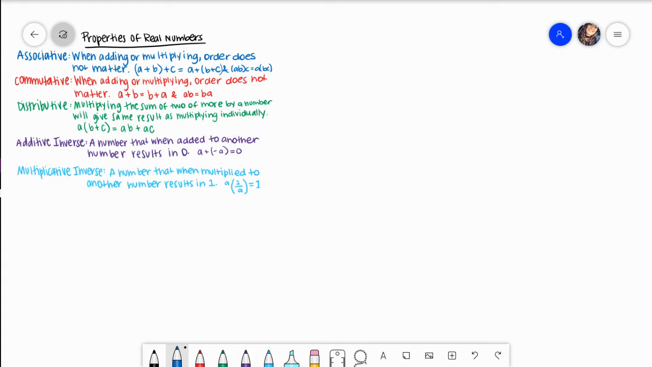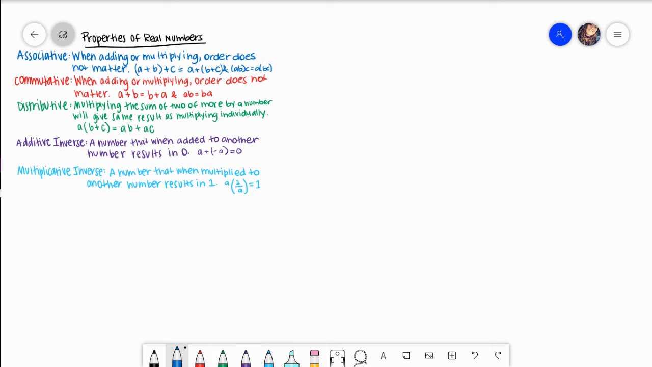When I think of associative, I think of associates, I think of friends, I think of groups, I think of the fact that you have more than one friend, you have your friend group at school, you have your friend group at work, and the fact that those groups can change makes me think of associative. It's okay if in the left-hand side of that equation, my A plus B is grouped together. And then on the right-hand side of that equation, my B plus C is grouped together. Because it's all addition, my groups can change. Those parentheses can move, and it doesn't matter because order doesn't matter.